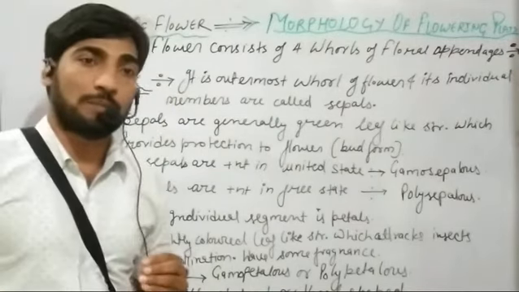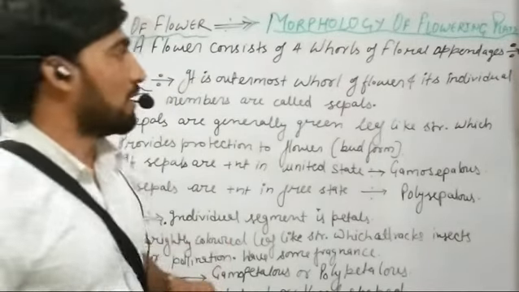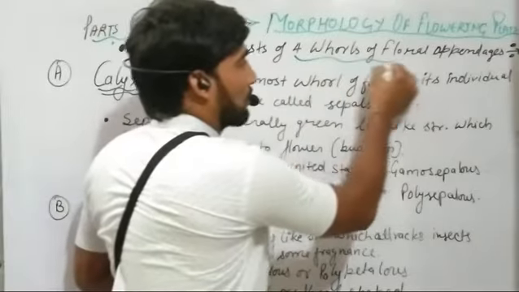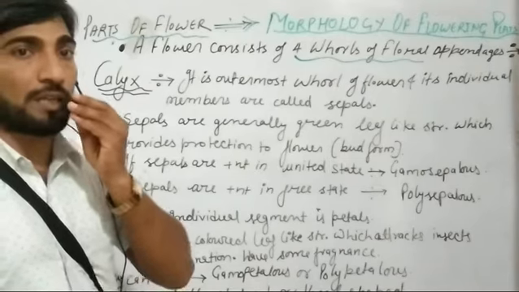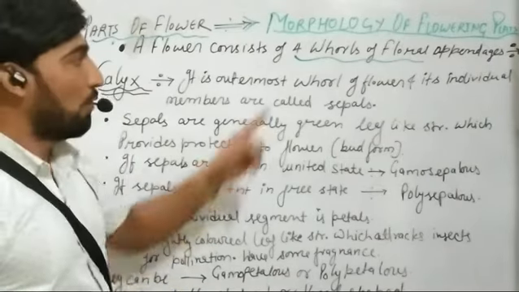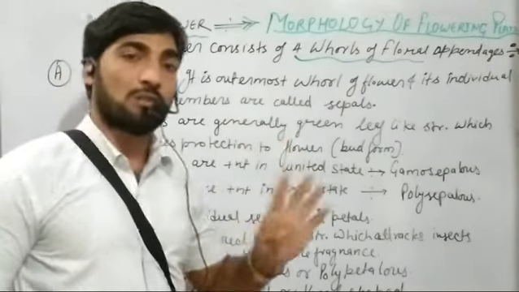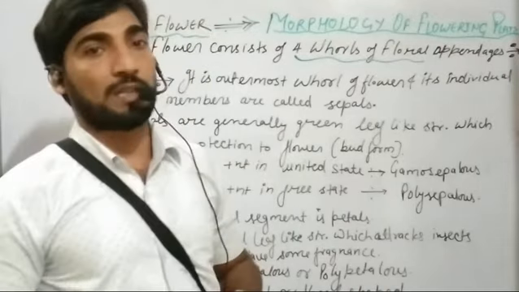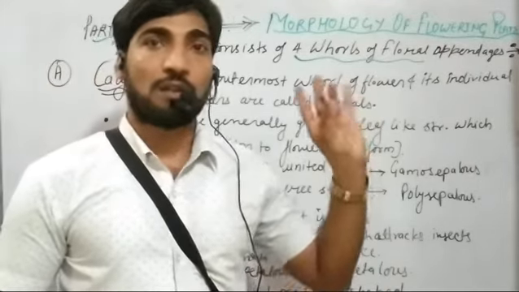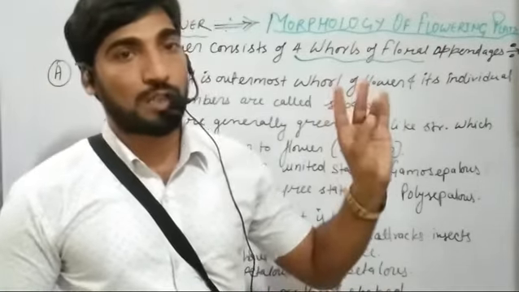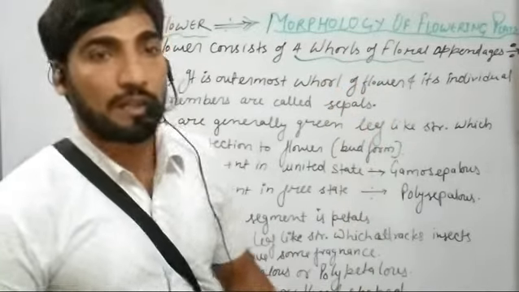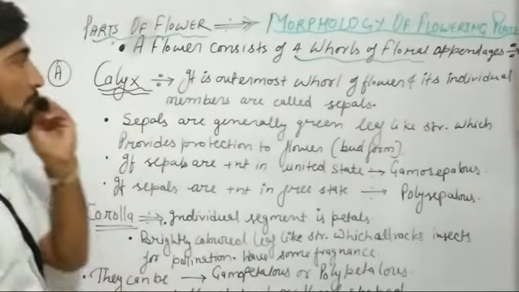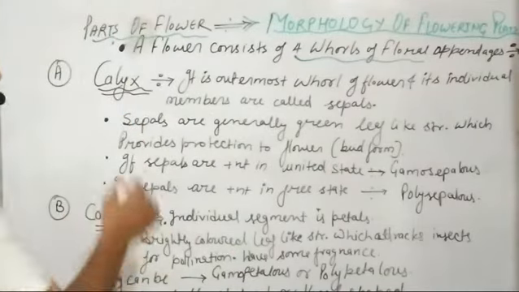Usually each flower consists of 4 whorls of floral appendages. These 4 whorls of floral appendages include the calyx, the corolla, the androecium and the gynoecium. We will study each of these in detail in this class. First we are starting with the calyx.